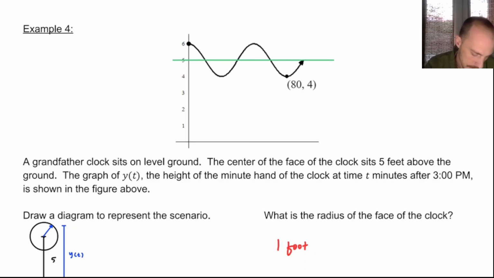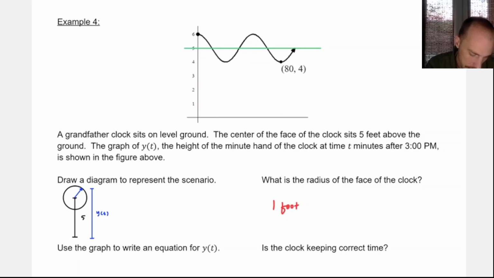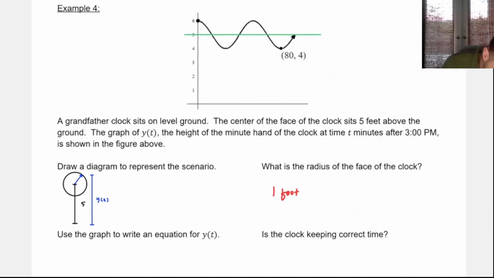All right. Then use the graph to write an equation for y of t. So we're going to have to figure out the period also. So maybe I'll just start with what I know. The equation for y of t, it's starting at the top, so I want to use a cosine function. The amplitude is 1, so it's just going to be 1 cosine of some number of t's, no phase shift because it's starting up at the top, plus the midline, which was 5. Just need to figure out what the period is.